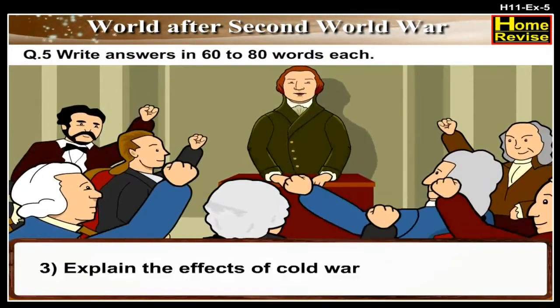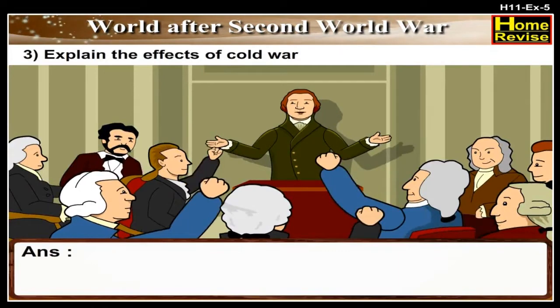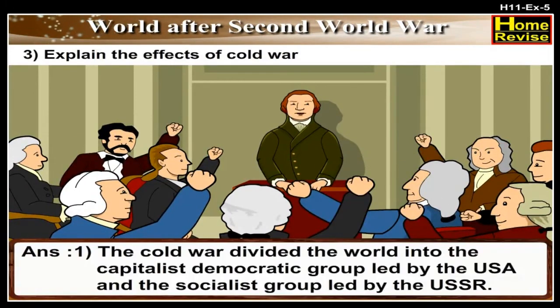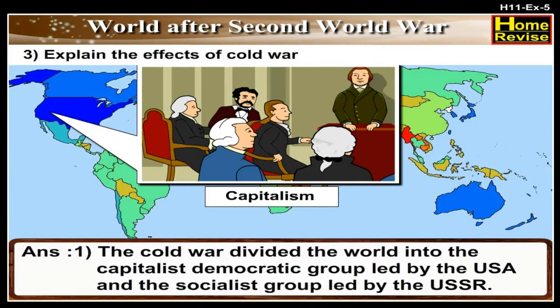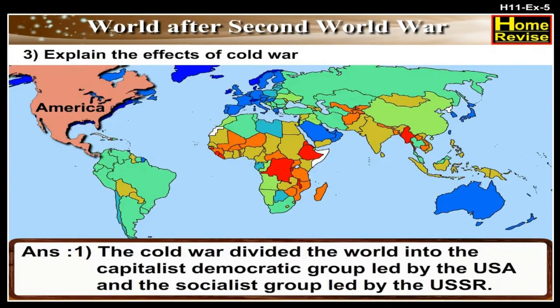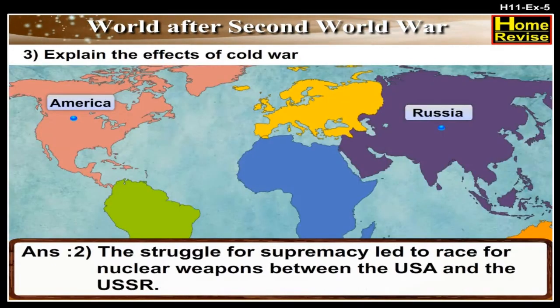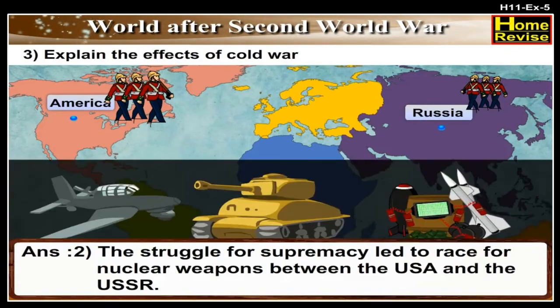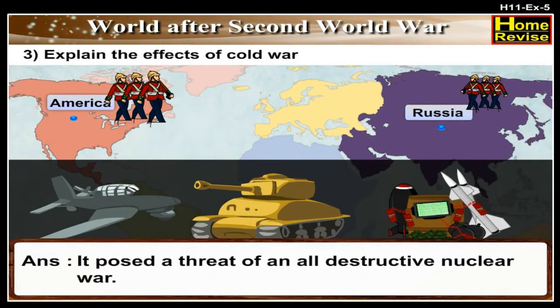Three. Explain the effects of the Cold War. Answer. Number 1. The Cold War divided the world into the capitalist democratic group led by the USA and the socialist group led by the USSR. Number 2. The struggle for supremacy led to race for nuclear weapons between the USA and the USSR. It posed a threat of an all-destructive nuclear war.